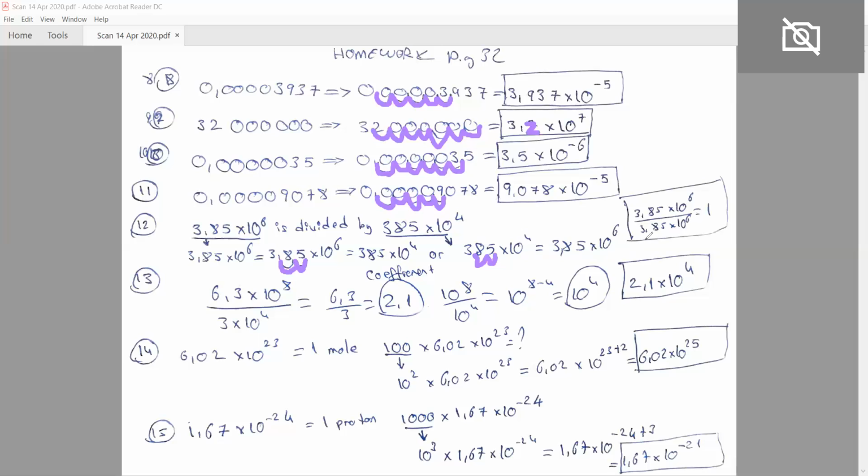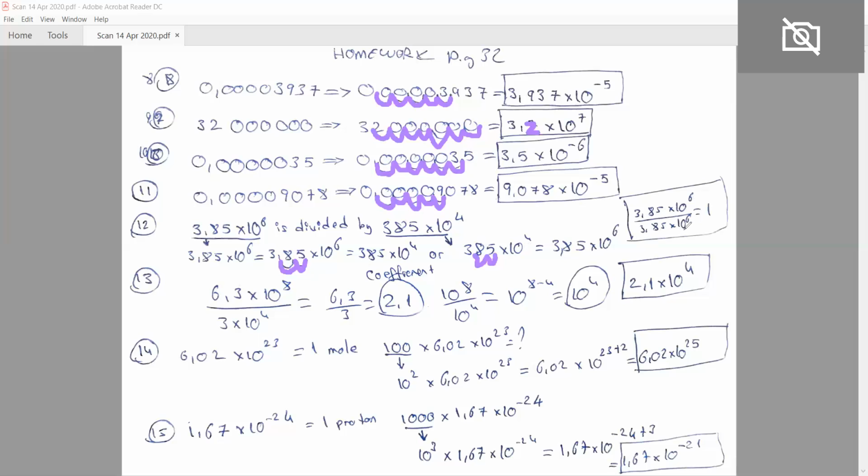So what we can do is, if the question is saying it's 3,85 times 10 to the power of 6 divided by 385 times 10 to the power of 4. So what we basically see in this question is 3,85 times 10 to the power of 6 equals 385 times 10 to the power of 4. So basically, guys, both numbers are the same or can be written in the same form. Right.